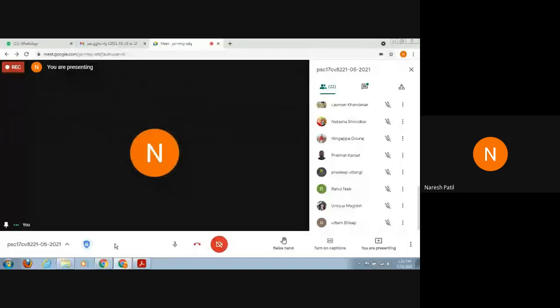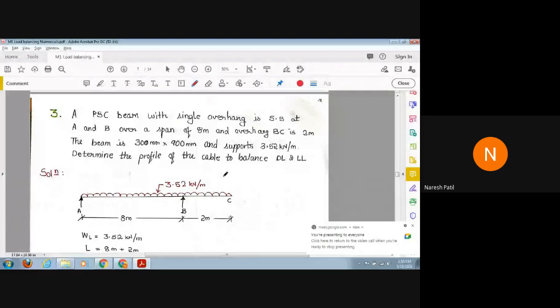Now this is very interesting. You can see a PSC beam with single overhang, simply supported at A and B for a span of 8 meter, and overhang BC is 2 meter. The beam is 300 mm by 900 mm and supports a 3.52 kN per meter load. Determine the profile of the cable to balance dead load and live load.